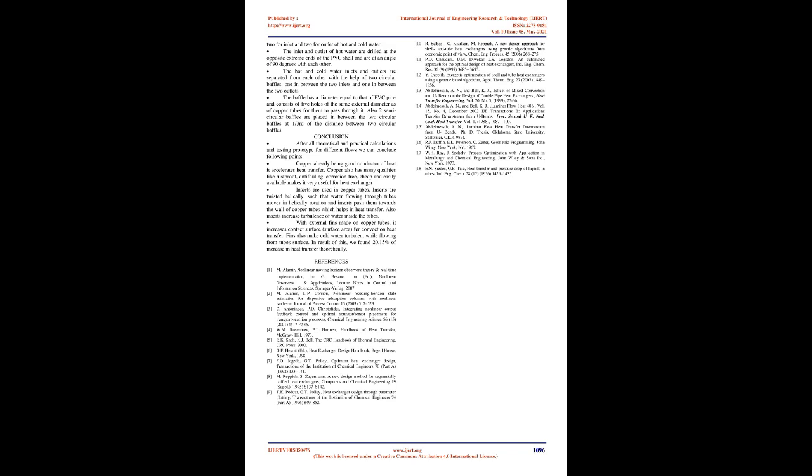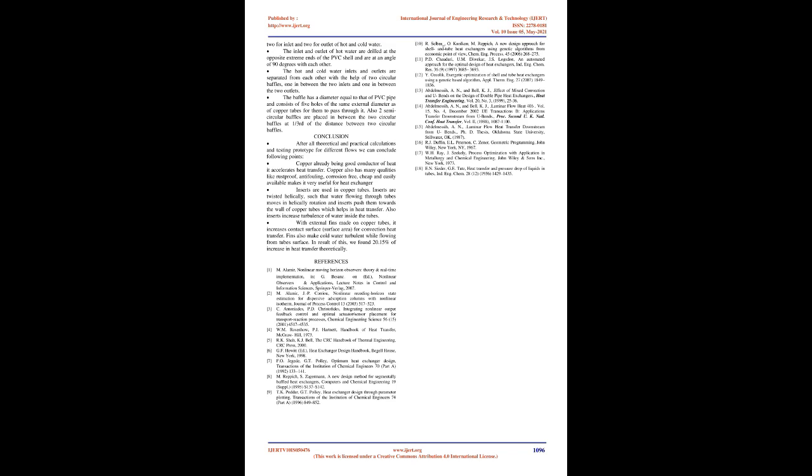A total of 4 holes are drilled on the PVC pipe, 2 for inlet and 2 for outlet of hot and cold water. The inlet and outlet of hot water are drilled at the opposite extreme ends of the PVC shell and are at an angle of 90 degrees with each other. The hot and cold water inlets and outlets are separated from each other with the help of 2 circular baffles, one in between the 2 inlets and one in between the 2 outlets. The baffle has a diameter equal to that of the PVC pipe and consists of 5 holes of the same external diameter as the copper tubes for them to pass through it. Also, two semicircular baffles are placed in between the two circular baffles at 1/3 of the distance between the two circular baffles.